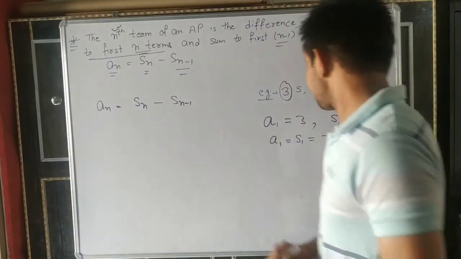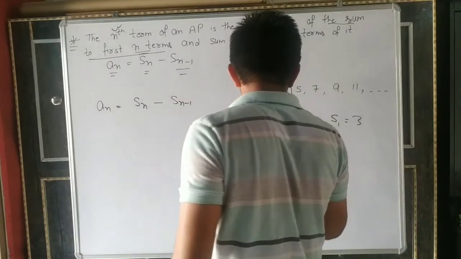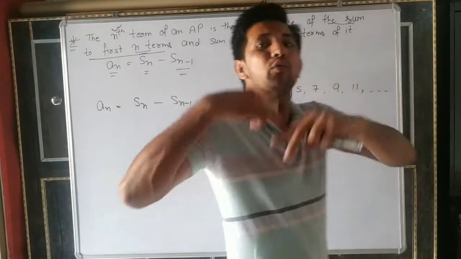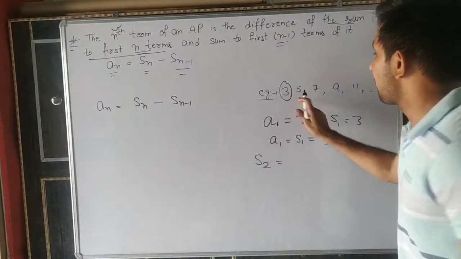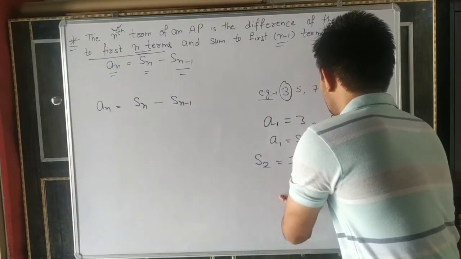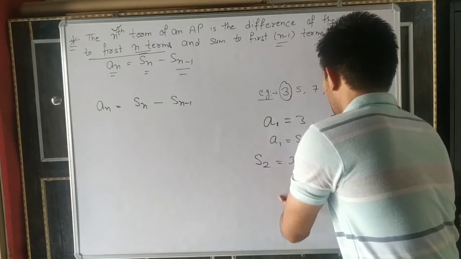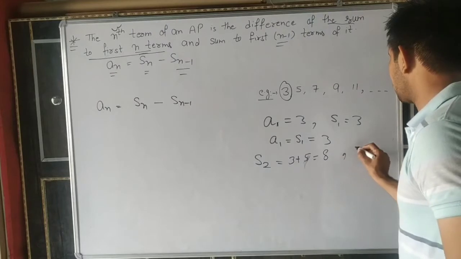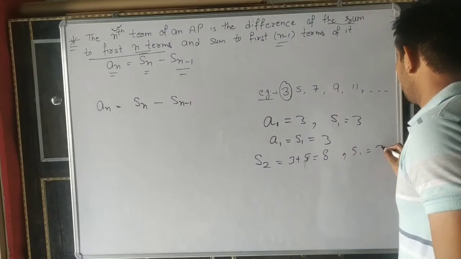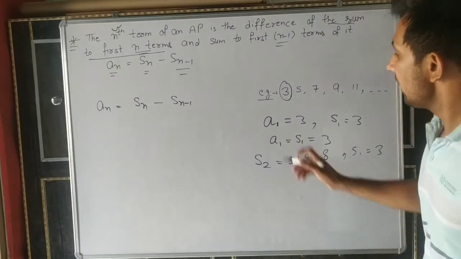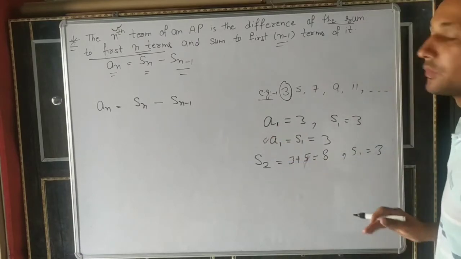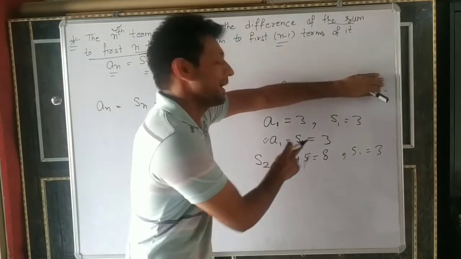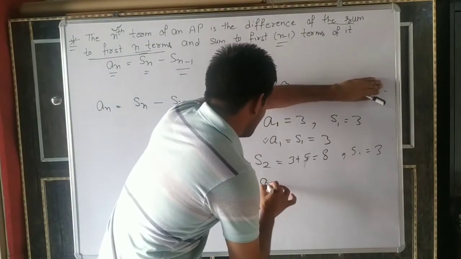Same as it is, dear, if I ask you what is S2? S2 means the sum of two terms: 3 plus 5. How much? 3 plus 5 is 8. Understand, dear? And S1, everyone knows, is 3. Now A1 you have already found. Suppose the AP is not given, and you only know S2 and S1. So how to find A2?